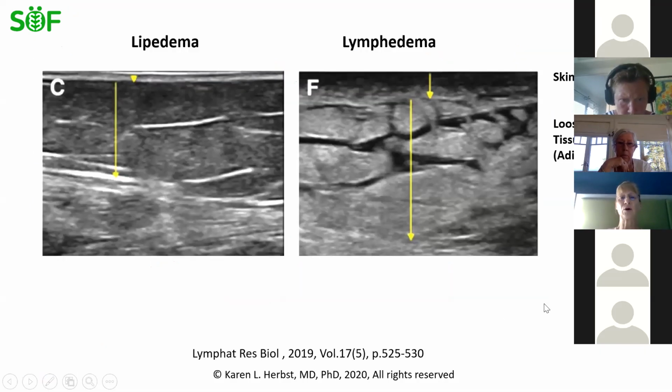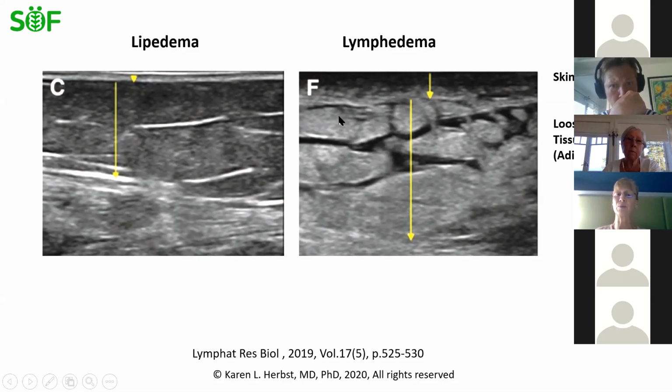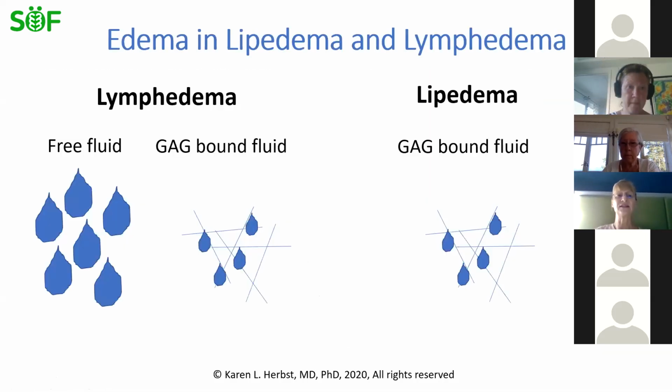So if we look at an ultrasound picture of lymphedema tissue and lipedema tissue, you can see these black spaces here in the fat tissue below the skin. So here's the skin in lymphedema, here's the skin in lipedema. These black spaces show free fluid. You don't see that in lipedema. And you don't see the bound up water. You cannot see the bound up water on ultrasound. So this is a kind of an easy cartoon to understand the difference between the two.